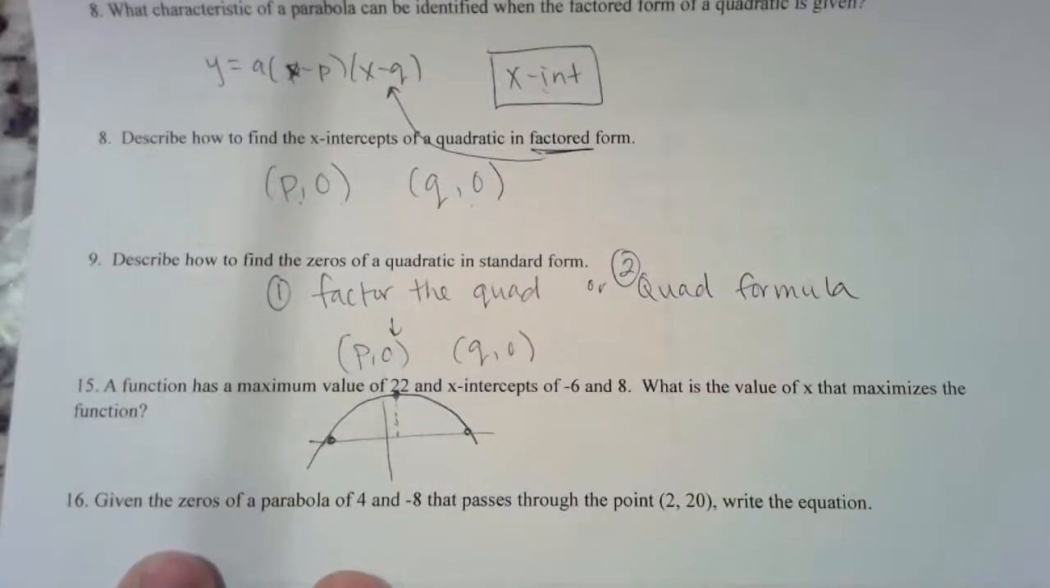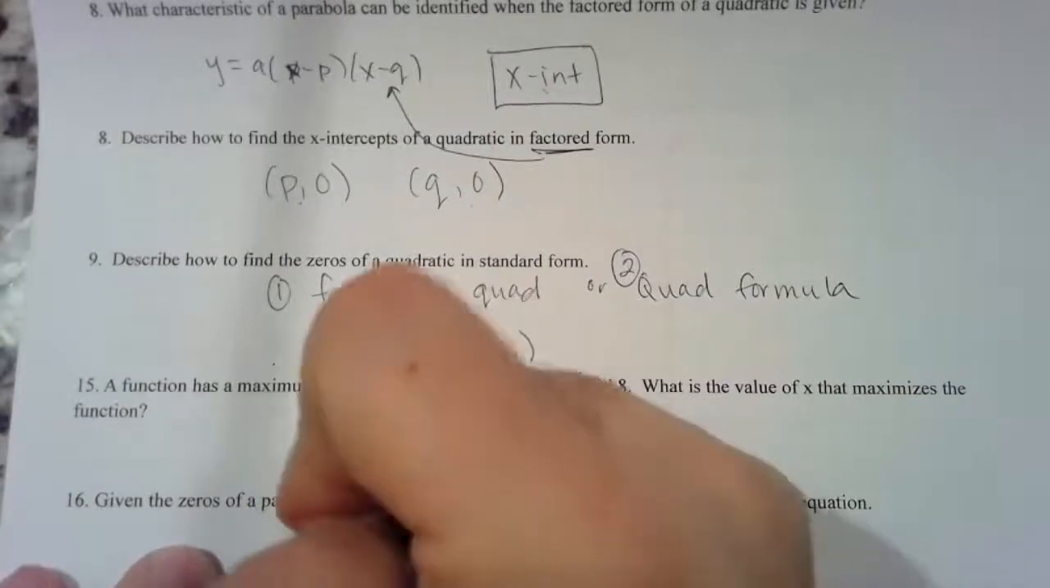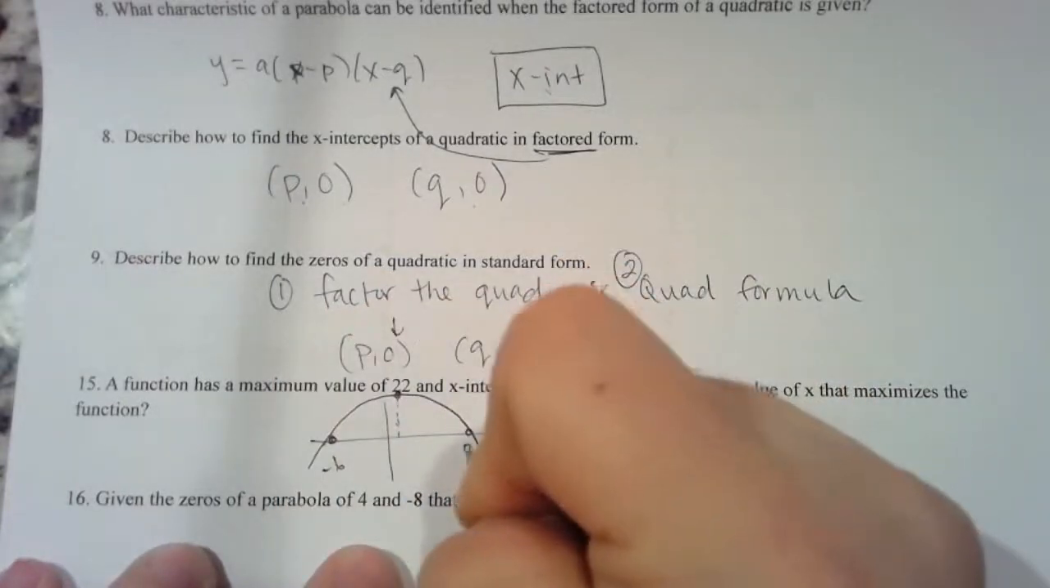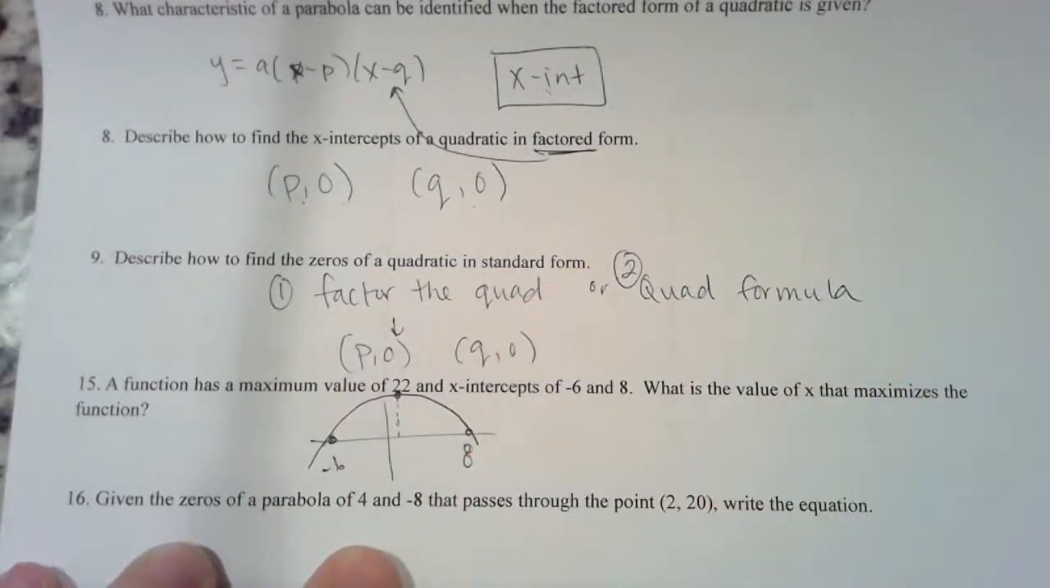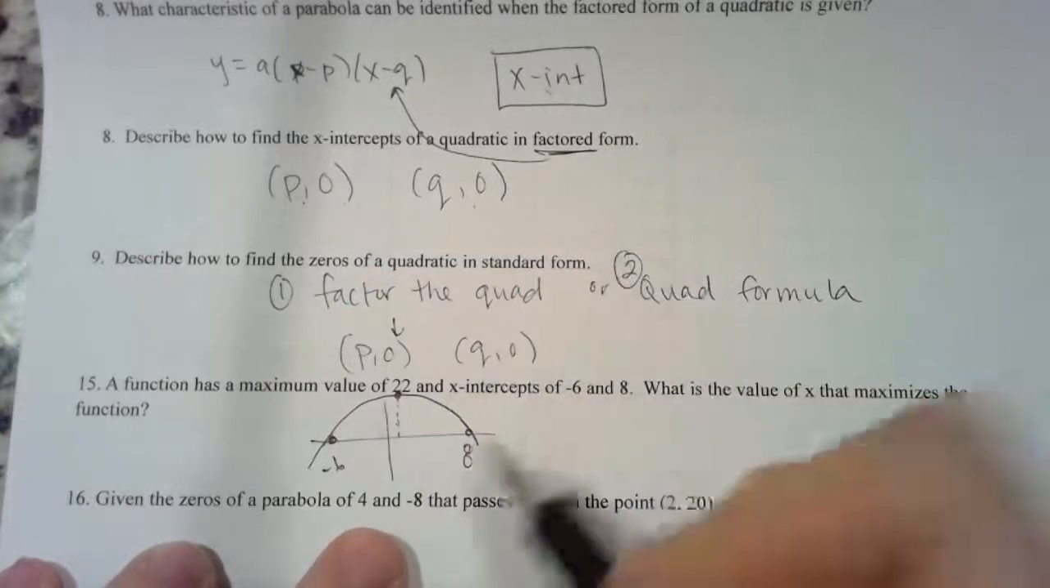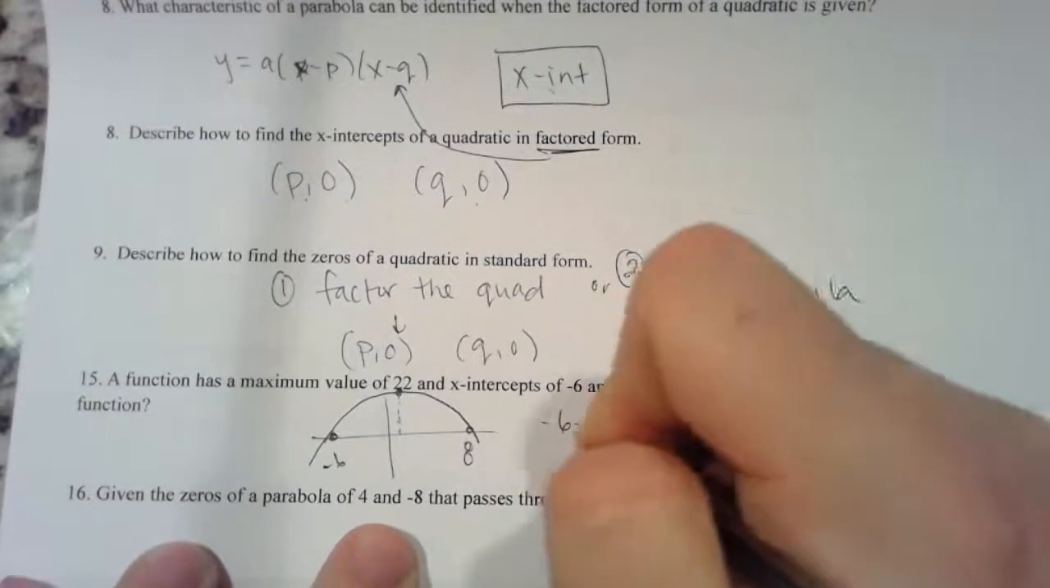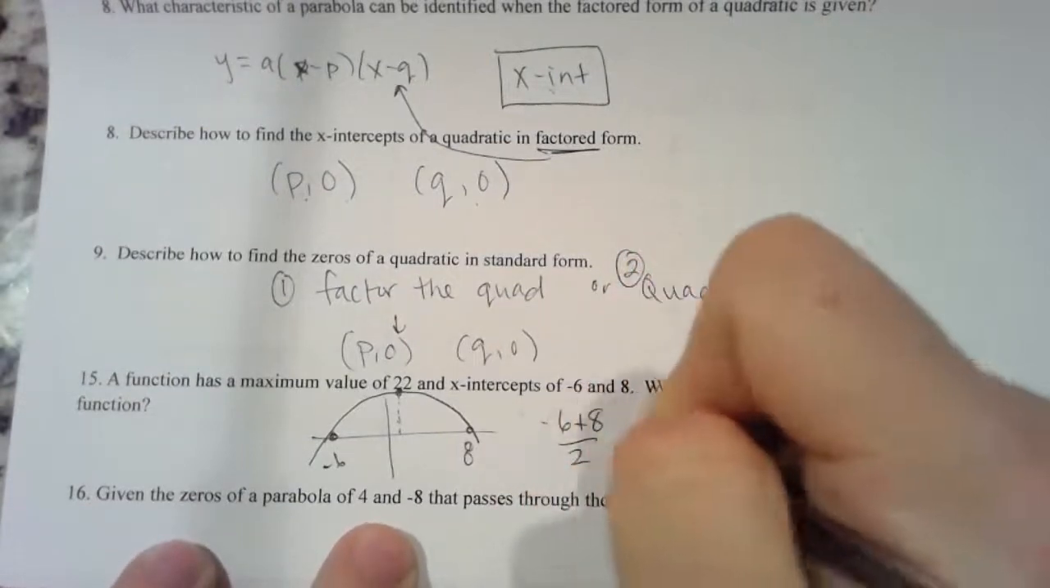What x value will give me that maximum? Well, isn't that the vertex? The vertex gives me the maximum, right? So what x value hits the vertex? This is negative 6. This is positive 8. So in order to find it, it's a little bit harder. You don't have the boxes. The easiest thing to do is average them.